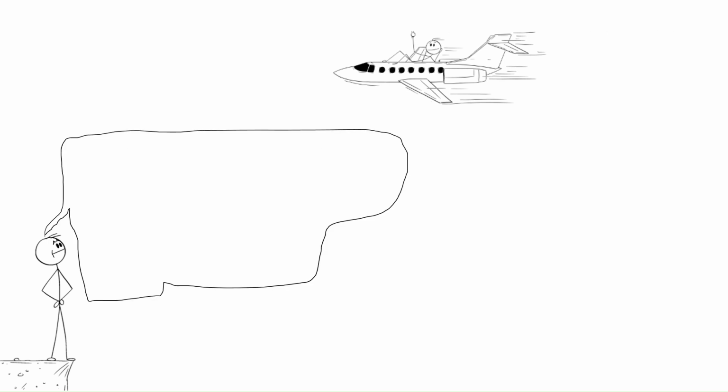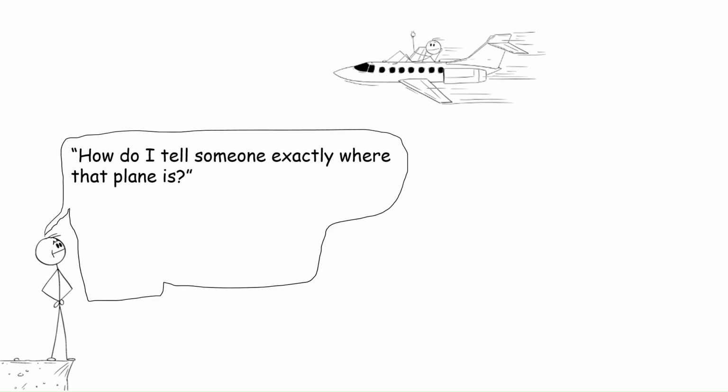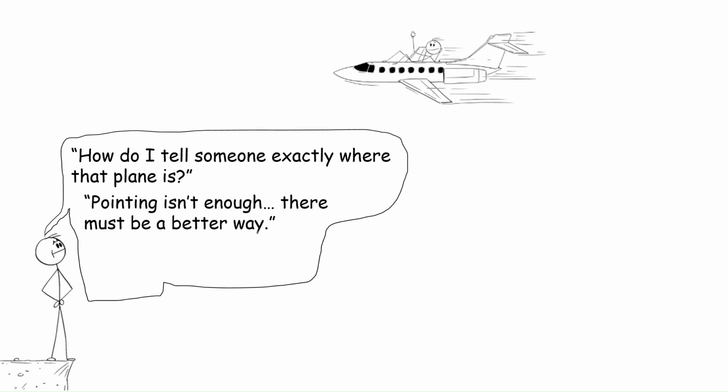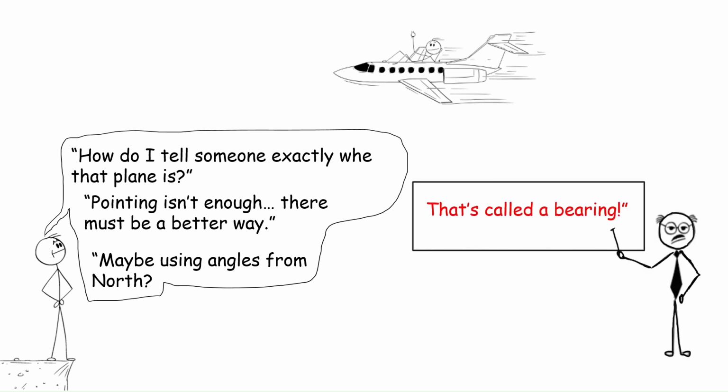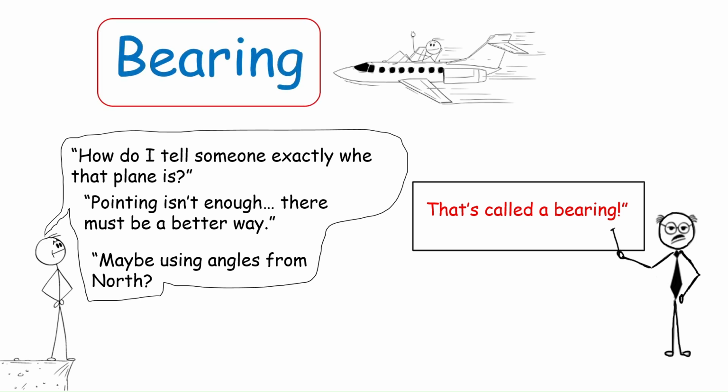We'll be exploring the concept of bearings. How do I tell someone exactly where that plane is? Pointing is not enough. There must be a better way. Maybe using angles from north? That we call bearing. Bearing is to find the location in the middle of the sky, or in the middle of the sea, where there are no roads to guide the way.